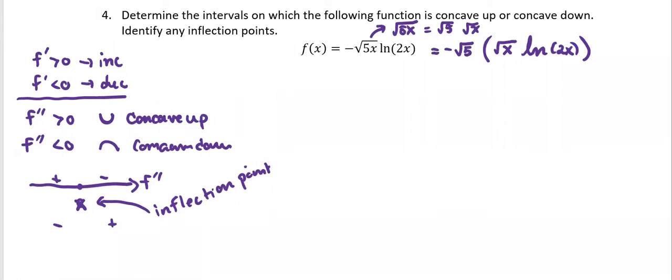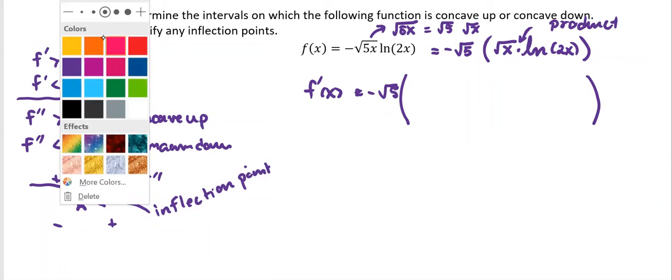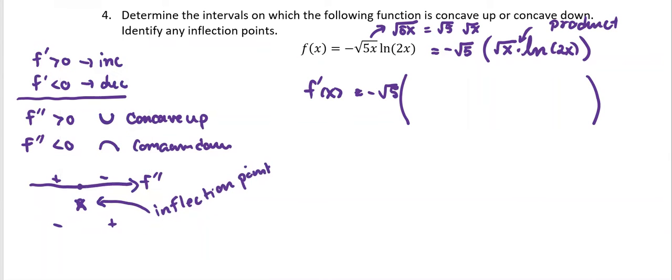Starting with finding the F prime. F prime, you see the product, right? This is the product. When you see the product rule, you treat it as a product. And with the negative square root 5 as a common factor, just take it out of the parentheses and then apply the product rule.